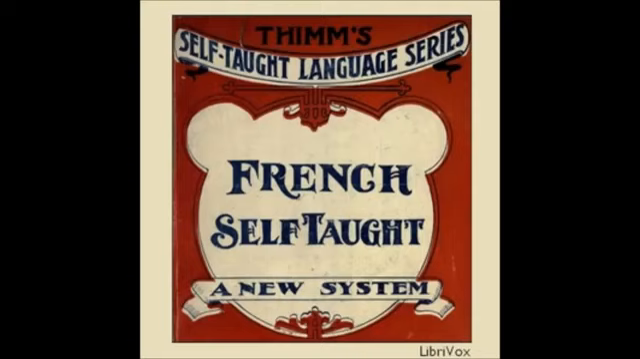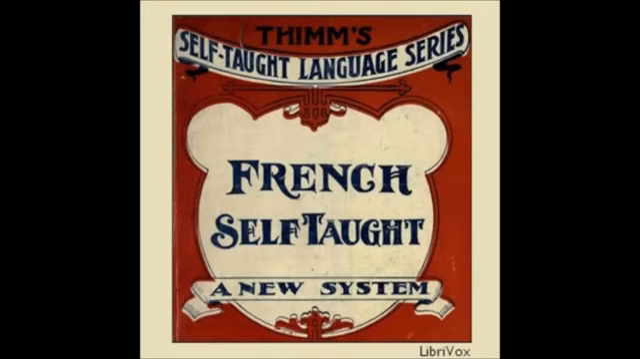Perfect. That I may have had, que j'aie eu; that thou mayest have had, que tu aies eu; that he may have had, qu'il ait eu; that we may have had, que nous ayons eu; that you may have had, que vous ayez eu; that they may have had, qu'ils aient eu.